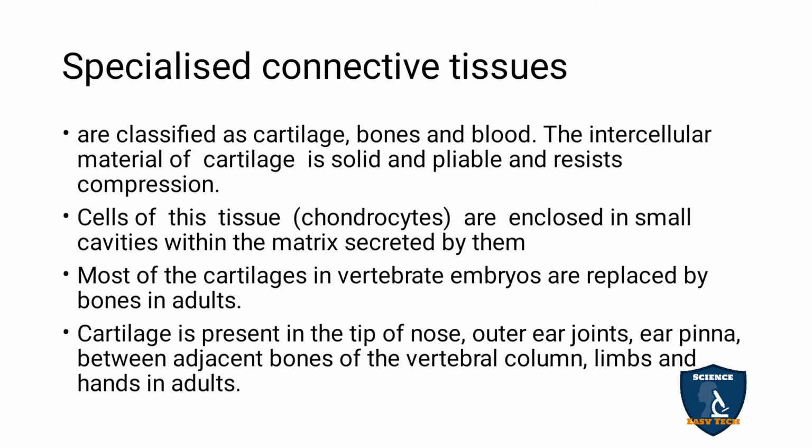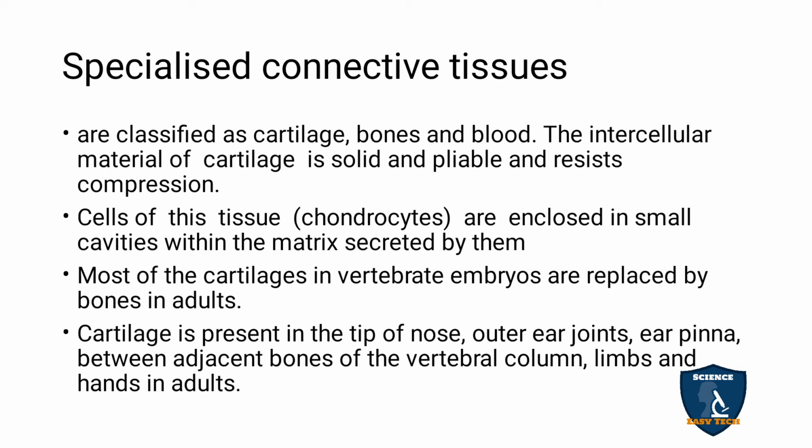Specialized connective tissue is seen in the cartilage, bones, and blood. The intercellular material of the cartilage is solid and pliable and resists compression. So the cartilage is solid and pliable, and it is able to resist compression. The cells of the tissue, that is chondrocytes, are enclosed in small cavities in the matrix where they secreted.